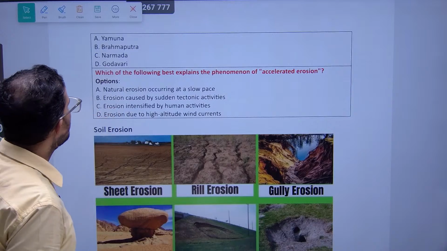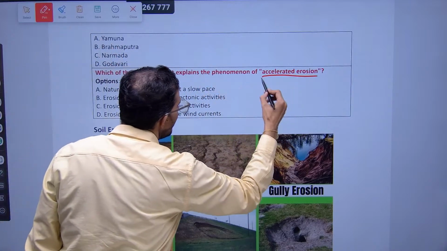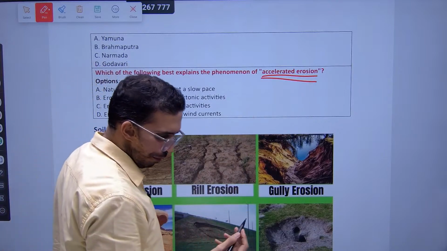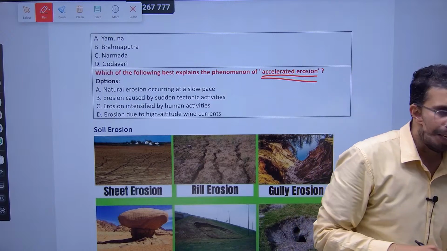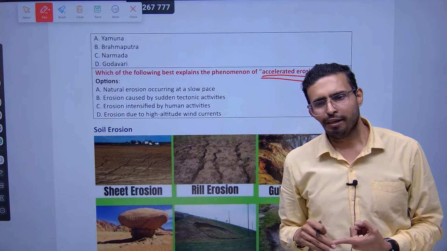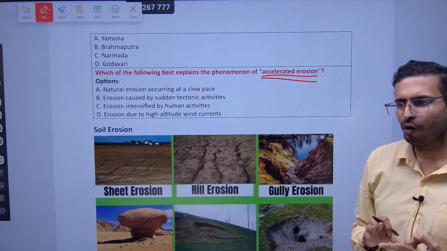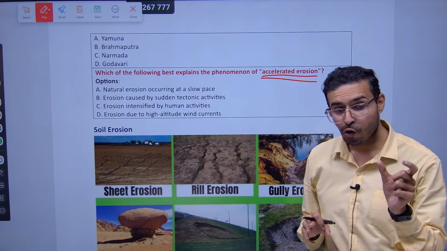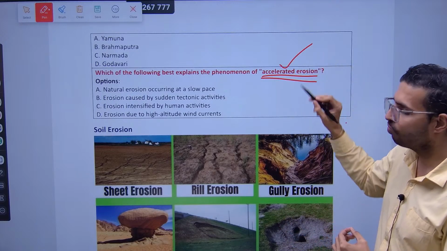Then, which of the following best explains the phenomenon of accelerated erosion? Again, the soil erosion process, what made it accelerated? If we see the specific reasons, it is because of overgrazing activity or deforestation. It means human activity has accelerated the process of soil erosion.